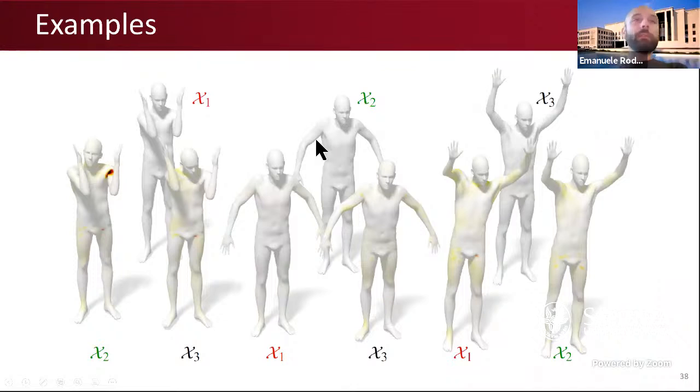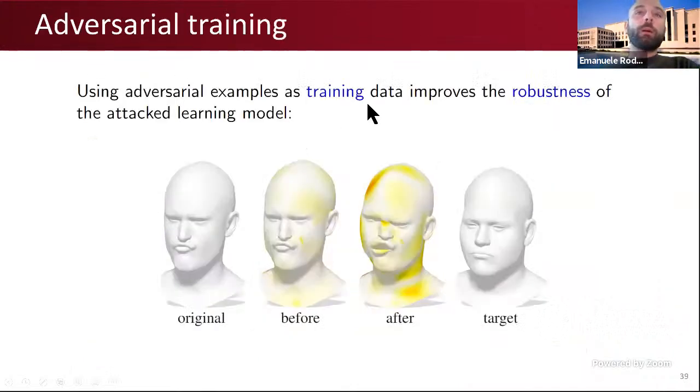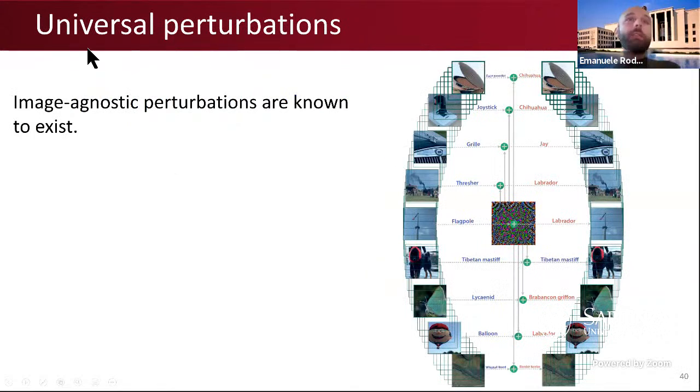So last thing, and then I'm done. These are more examples. I'm going to skip them. I'm going to skip these as well. Okay, universal perturbations. This is a very recent thing that we've done. This is currently under submission. For images, people have found adversarial perturbations that do not just work for one image, but work for a bunch of images simultaneously.